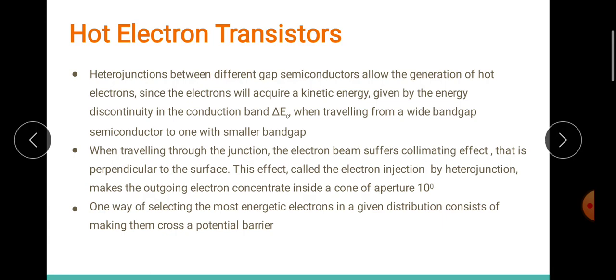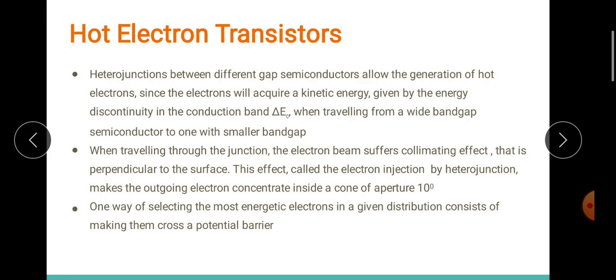Only those electrons, if the barrier is somewhat thick, only the electrons which have much higher energy can cross the barrier, right? They will have to break through the barrier and come out, by which I can select, okay, out of these 100, 10 of these electrons have crossed the barrier, which means I have 10 hot electrons.